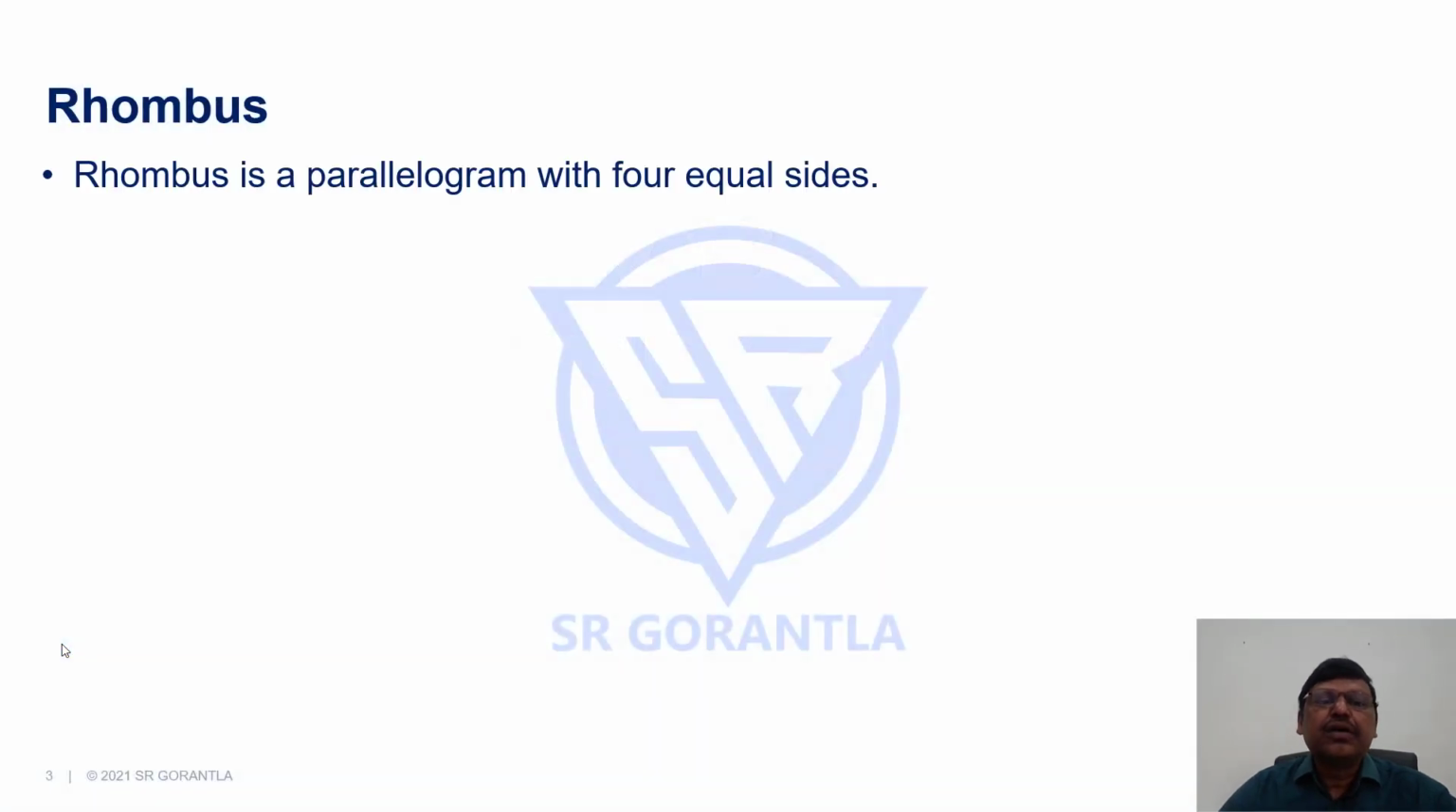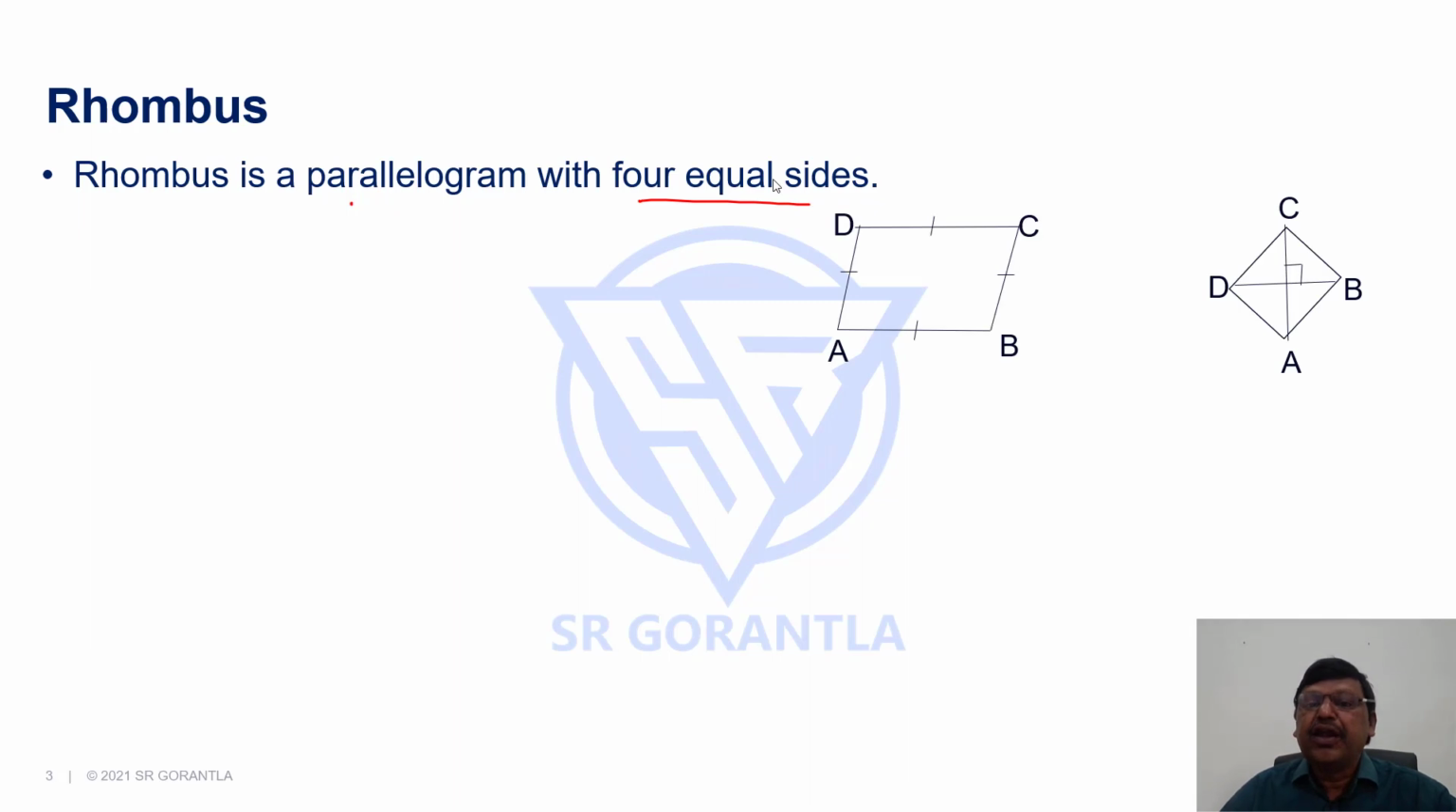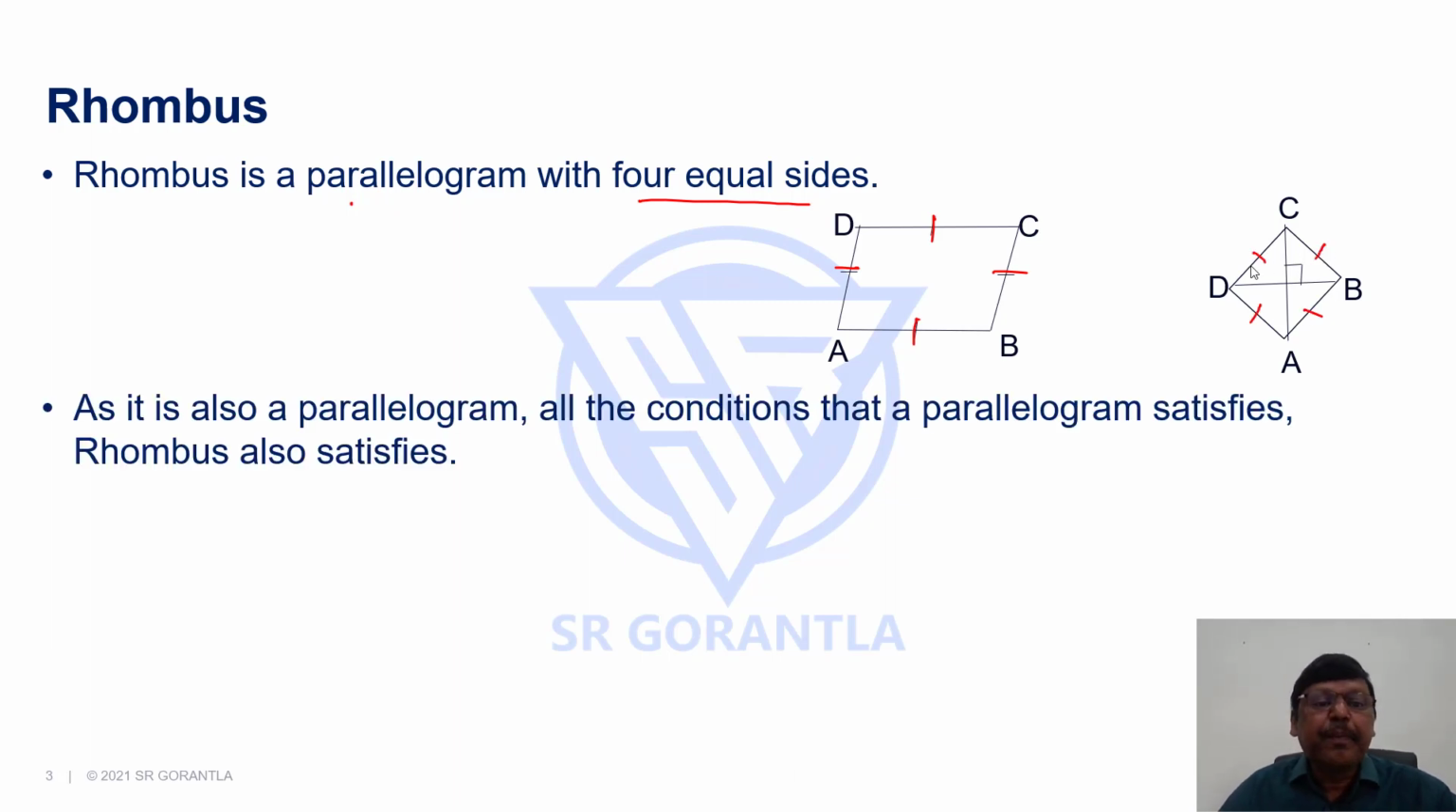What is a rhombus? Rhombus is a parallelogram with 4 equal sides. In a parallelogram, if all 4 sides are equal, then we call this a rhombus. All 4 sides are equal. Since it's a parallelogram, all the conditions that a parallelogram satisfies, rhombus also satisfies.